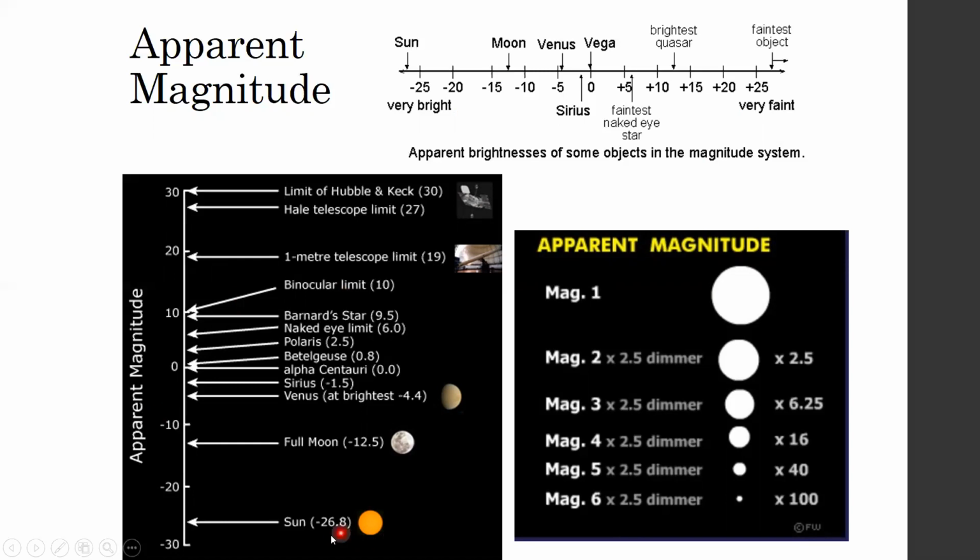And don't forget, again, each magnitude number is 2.5 times dimmer, at least when we're going positive, than the previous number. So if we're going into more negative values, that means each one is 2.5 times brighter than the lesser negative value. So for something to have a magnitude of negative 26.8, it's going to be much, much, much, much brighter than anything else in the night sky, even something with a value of -2 or -1.7 or whatever.